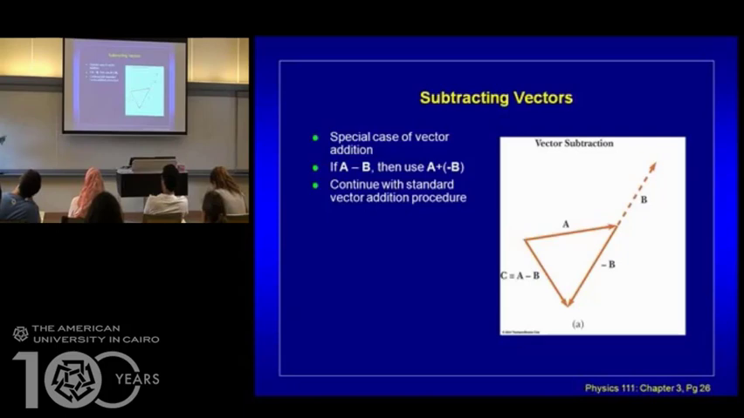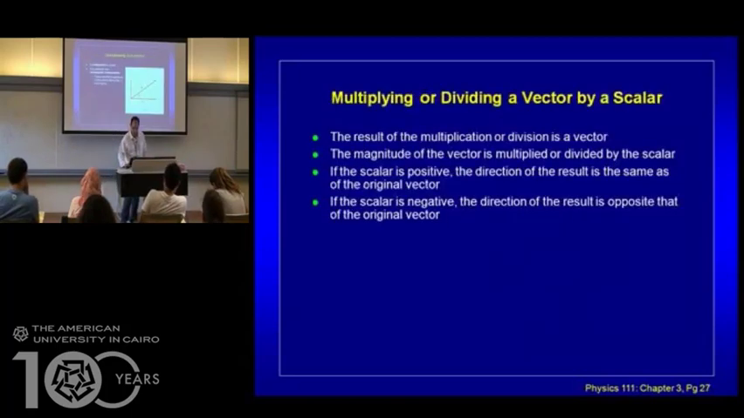Can we find A minus B? Yes. If we add this, this will represent A plus negative B, which is A minus B. Of course, do not forget to put the arrows. It's very important. Then we can do a subtraction graphically. Good. Is there any other way to do it?